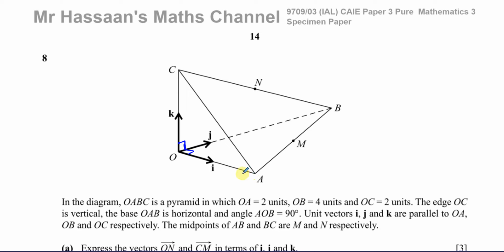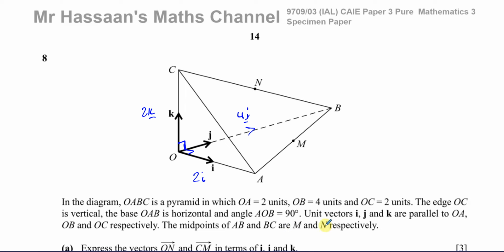It says unit vectors I, J, and K are parallel to OA. So I is parallel to OA, and it's a unit vector, means this is 1 unit long. From there to there is 1 unit long, and therefore this is 2 units long. So OA would be 2I. J is parallel to OB and K is parallel to OC. So that means OA must be 2I, OC must be 2K, and OB must be 4J, because it's 4 units long.